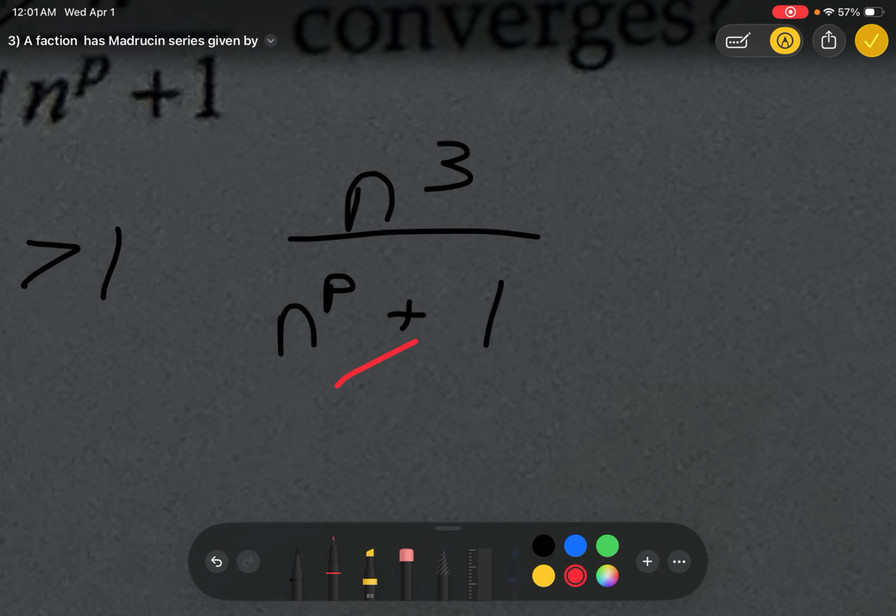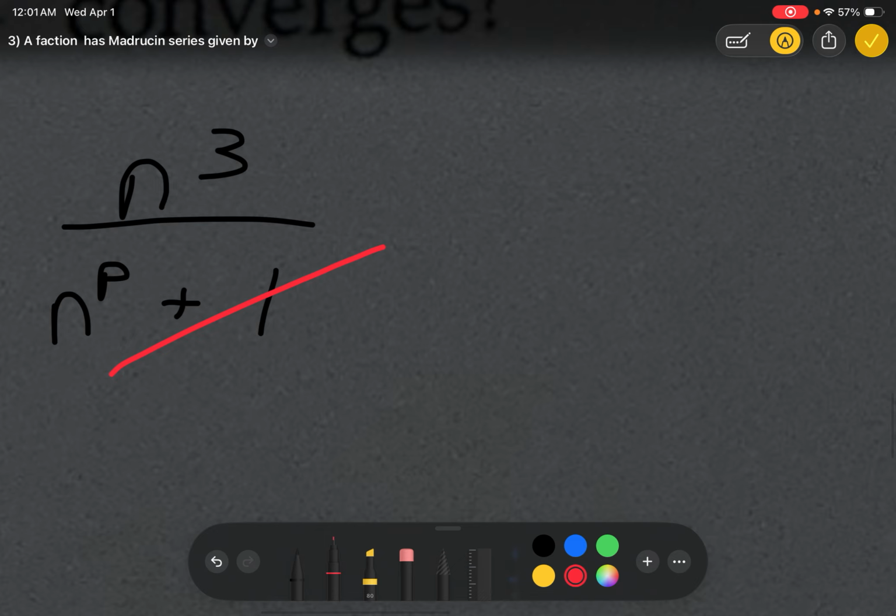We can cancel out this 1. This one is insignificant. Why? So Mr. Rodriguez taught you this example. If you have a bank account, or a lot of money with you, and let's say $1 million, and you add $1, does that make a big change in the amount of money you have? No. So that one is insignificant for this problem.